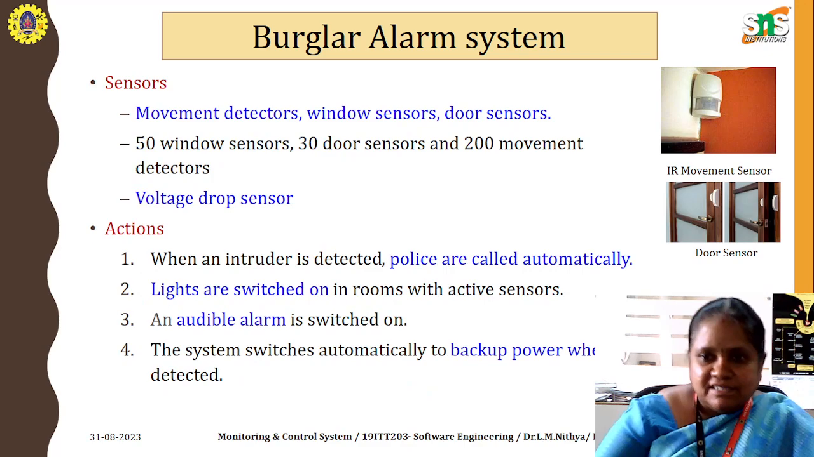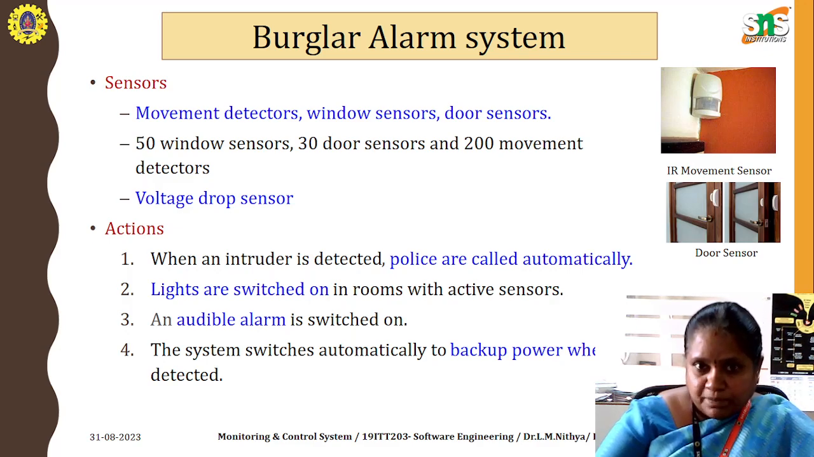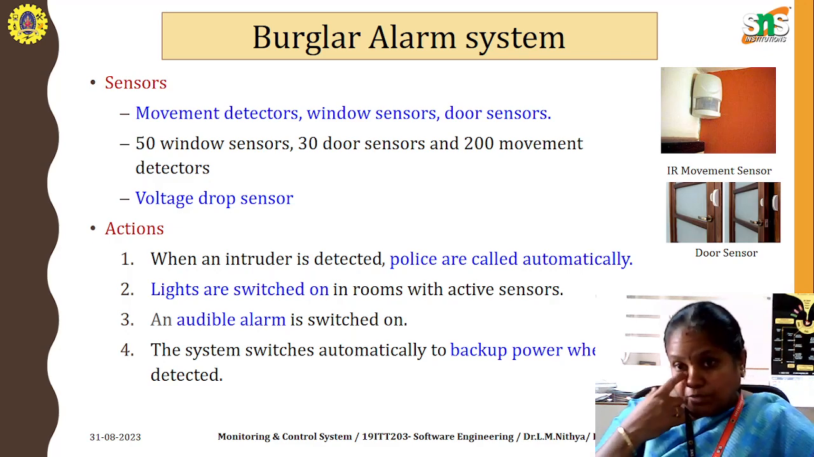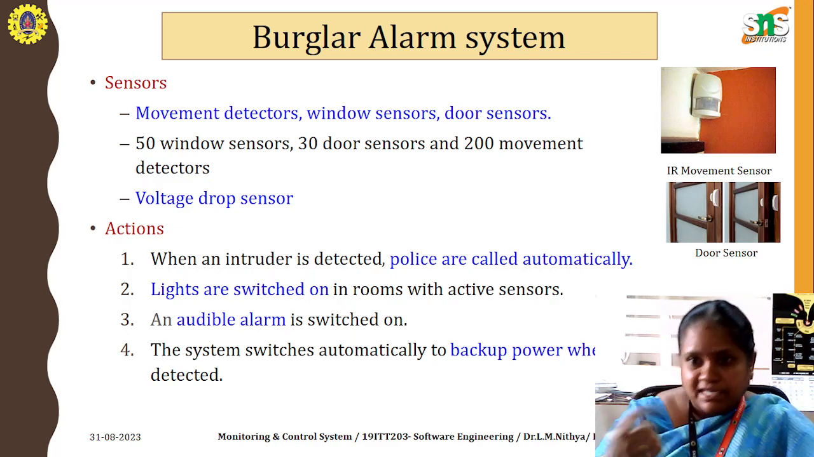So in this case, what are the sensors you need? You need movement sensor detectors. If anybody is moving inside the locked house, it has to detect. It has to detect when somebody breaks open a window, somebody breaks open a door. So you need these three types of sensors. I have shown some sensors, movement sensor and door sensor pictures, here.